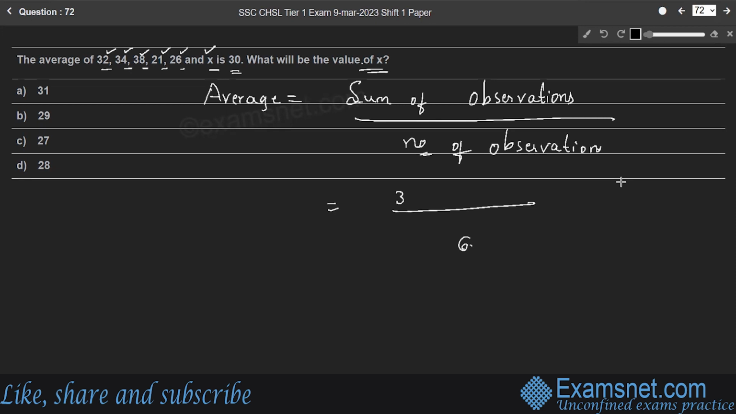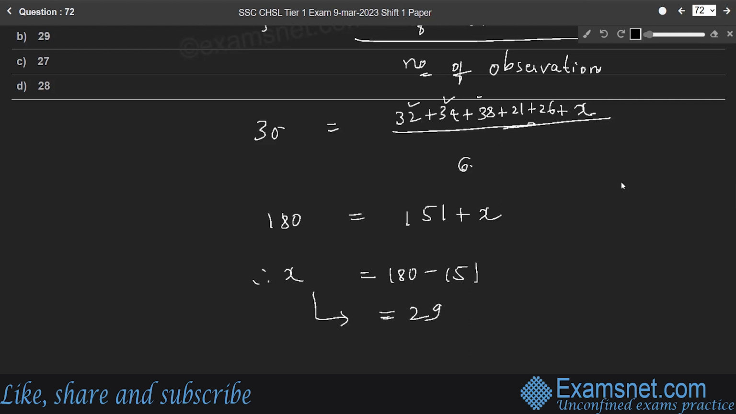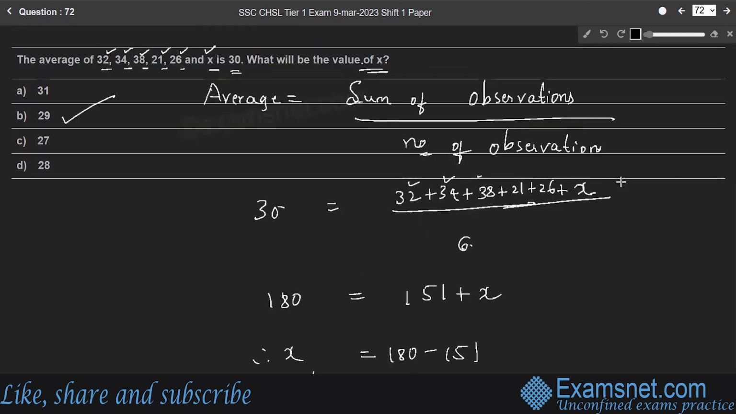And the sum of the observations is 32 plus 34 plus 38 plus 21 plus 26 plus the last one is x, and the average is 30 here. Now find the value of x. So 30 into 6, 180, is equal to the sum of these values, 151 plus x. Therefore, x is equal to 180 minus 151, which is 29. Therefore, the value of x is 29, option B.